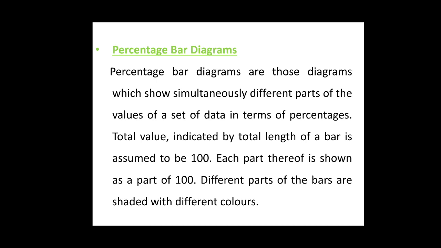While constructing a percentage bar diagram, the total value indicated by the total length of a bar is assumed to be 100. Each part thereof is shown as a part of 100. Different parts of the bars are shaded with different colors to highlight the difference.